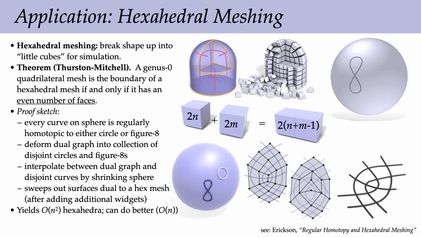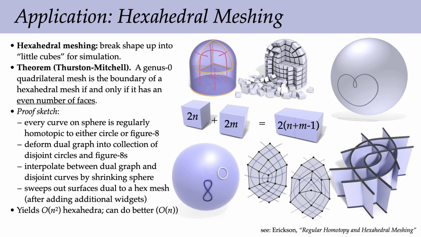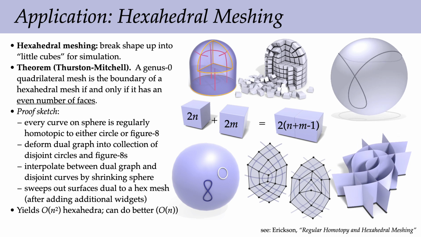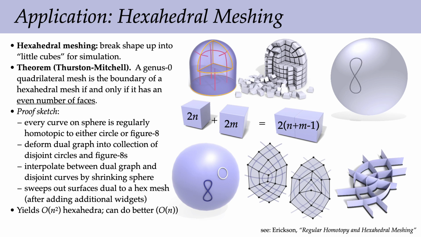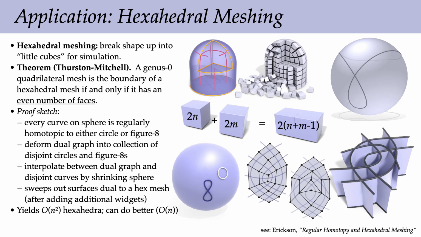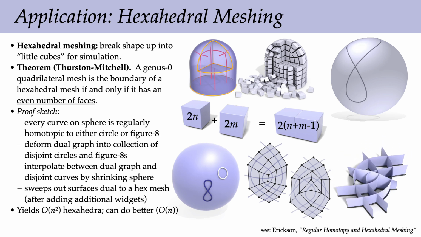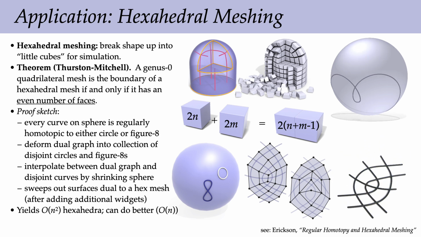I add other little widgets that I can do just locally. And I'll get a cell complex where if I connect up the center of cells as vertices, just like I do with the Poincare dual, then I recover a hexahedral mesh. Now, obviously, I'm omitting a lot of the details here. If you want a detailed version of this proof, it's nicely written up in this note by Erickson that you see at the bottom.